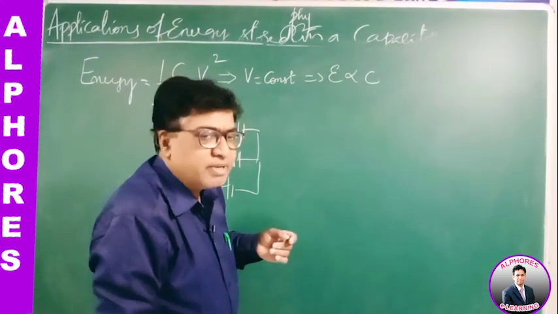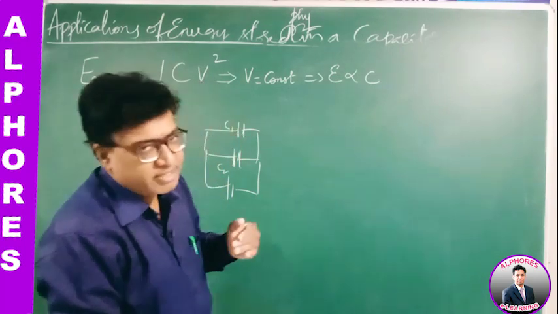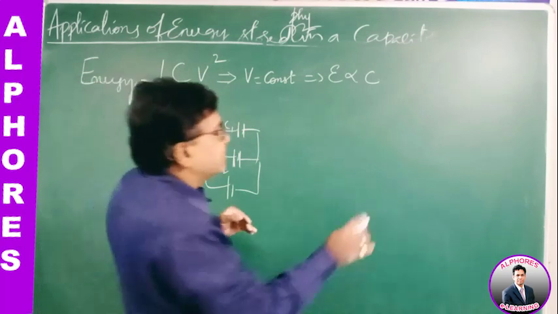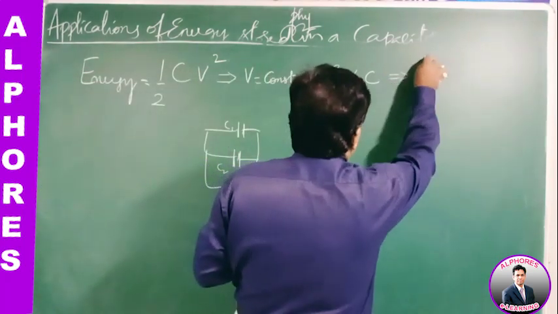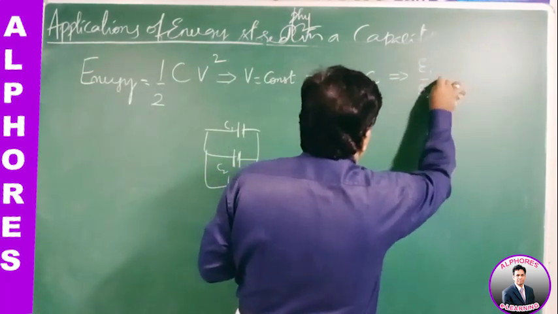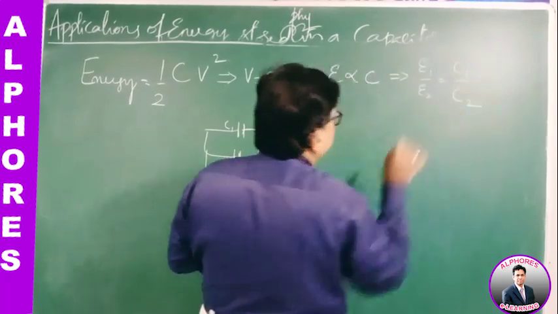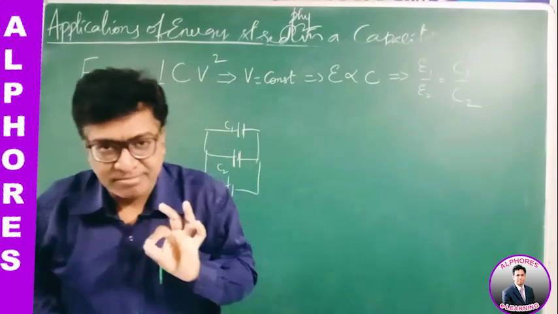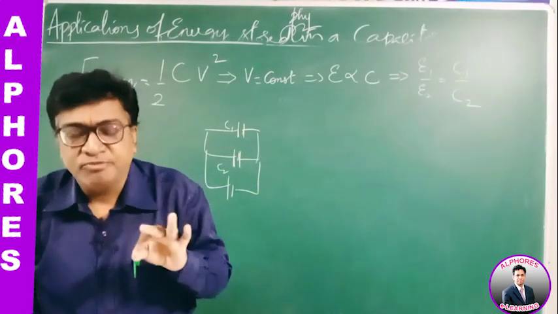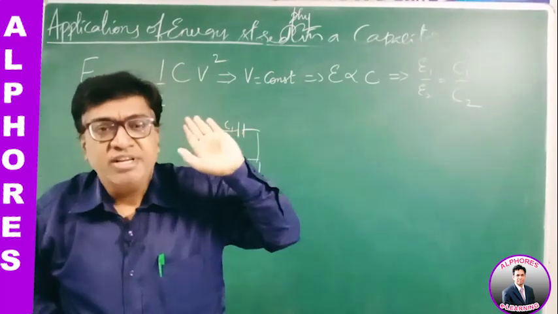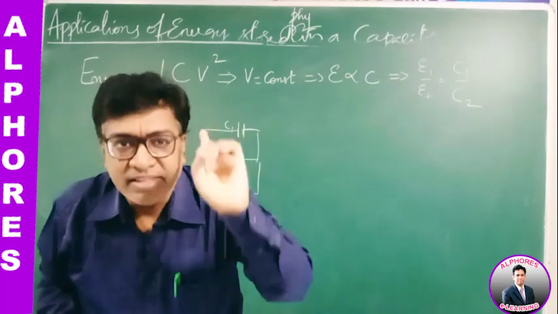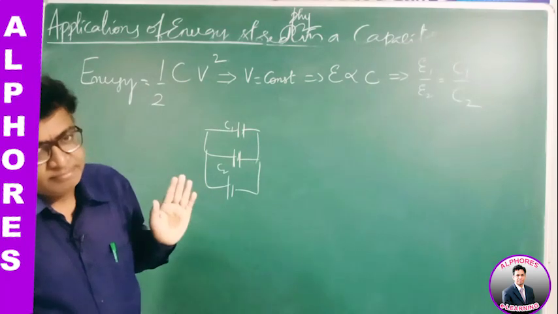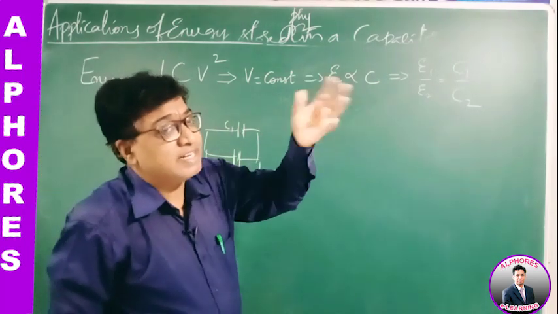Now he is asking you to compare the energy. So when potential is constant, energy is directly proportional to capacity, in the sense E1 by E2 is equal to C1 by C2. When two capacitors are maintained at the same common potential, the energy is directly proportional to capacity. More the capacity, more energy; less the capacity, less energy.